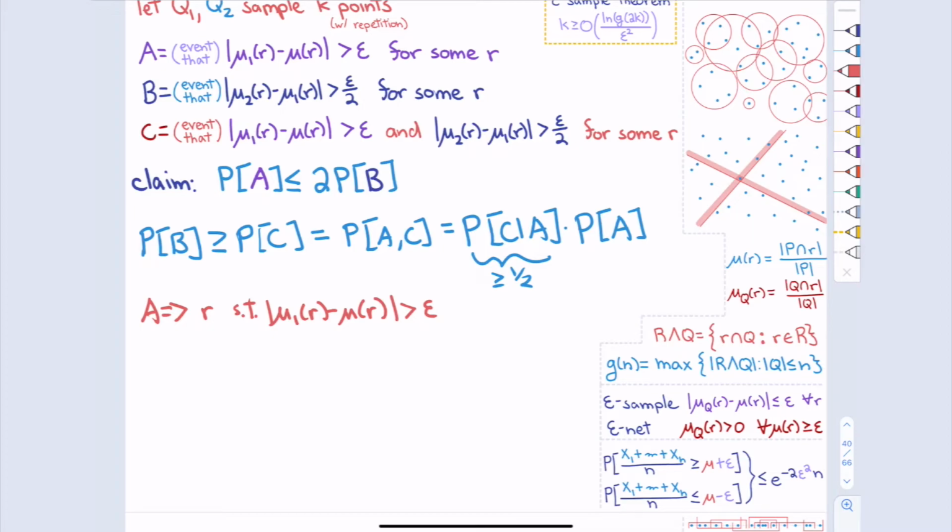Well, we have to be a little careful. We sample Q1 and Q2 first, and then we choose R. So to choose R and then retroactively change Q1 and Q2 around it feels a little bit like cheating. I'm not sure if that's sound.